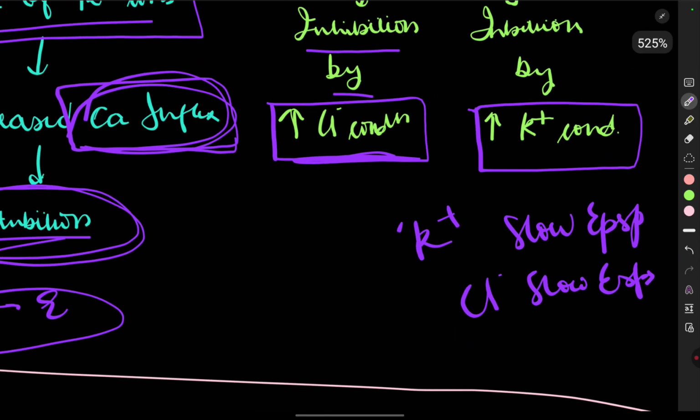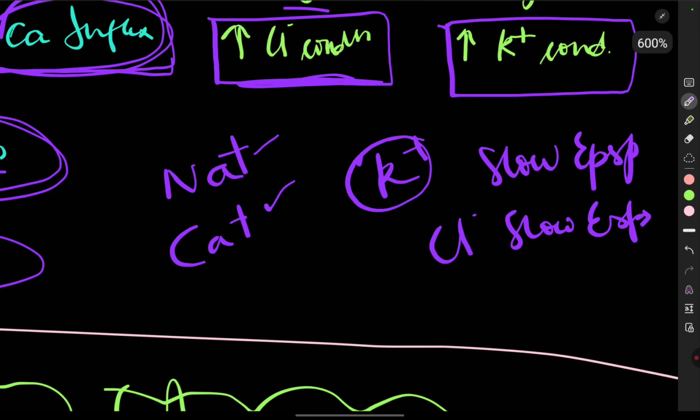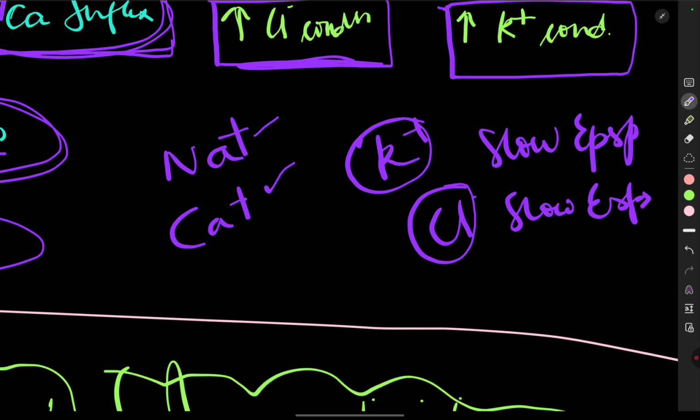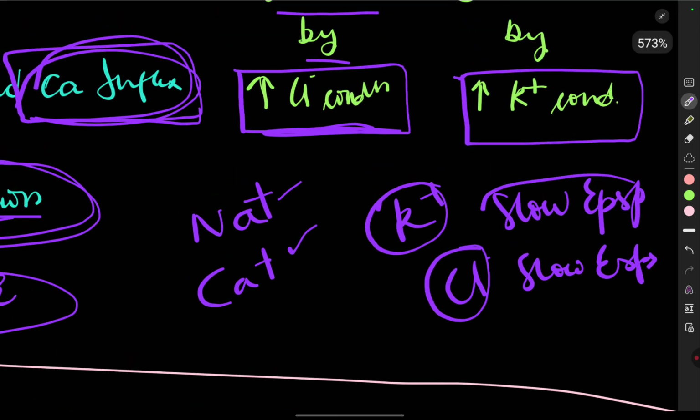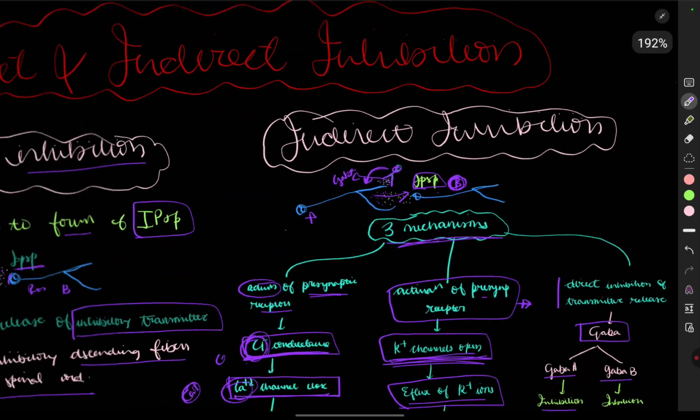Now I'll tell you the ionic bases as well. See, sodium and calcium are good for excitation, and potassium and chloride are bad for excitation. These lead to inhibition and this leads to excitation. So this is about the indirect inhibition.